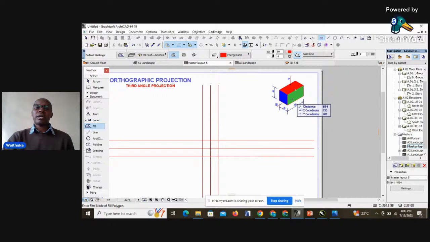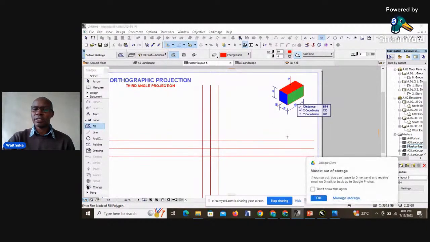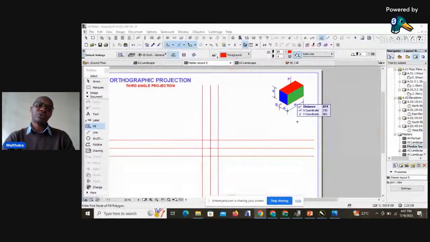And then the plan in third angle projection is usually projected above the front view. So in first angle, we said end view from the left goes to the right hand side of the front view. End view from the right in first angle goes to the left of the front view. And therefore, the plan in first angle projection is usually projected below the front view.